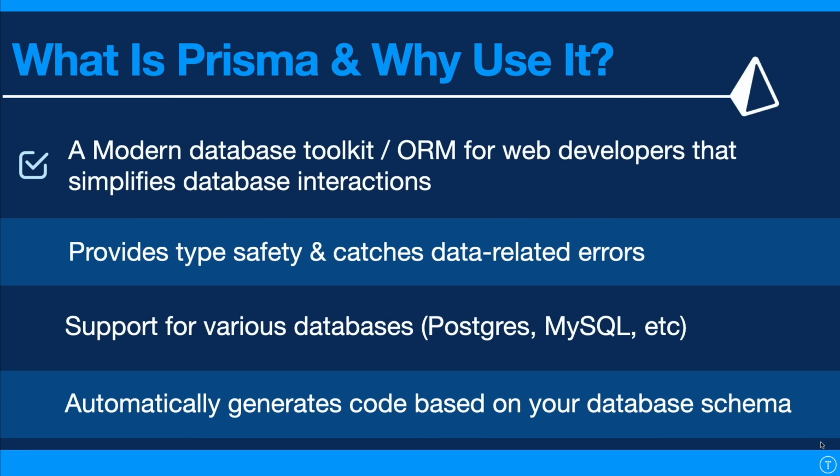And you can use Prisma for just about anything from REST APIs to GraphQL APIs to full stack applications, command line interfaces, and so on. And Prisma provides type safety and catches data-related errors at compile time, meaning that you can identify and address potential issues before your code even runs, resulting in a more reliable and bug-free application. And you can use Prisma with regular JavaScript or TypeScript. However, it does encourage TypeScript.